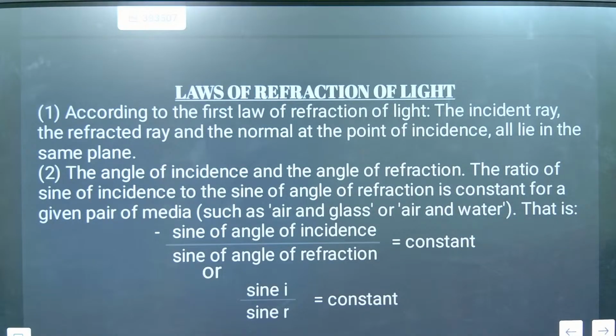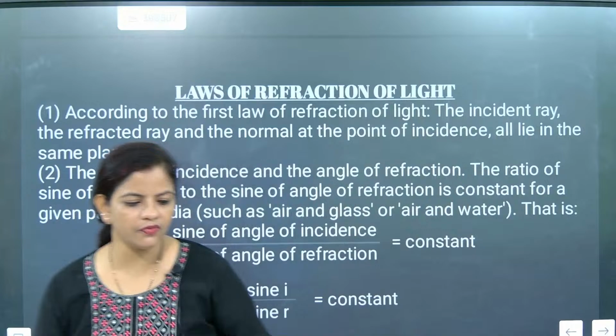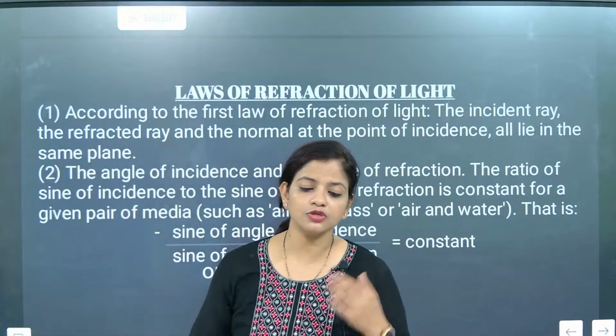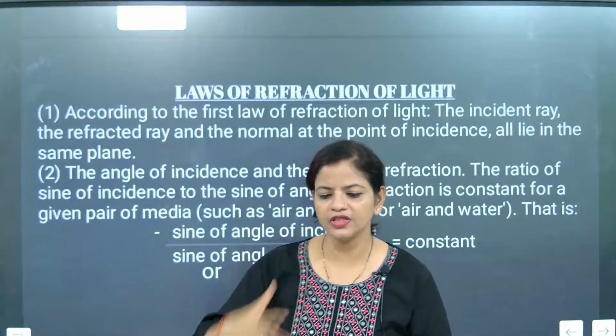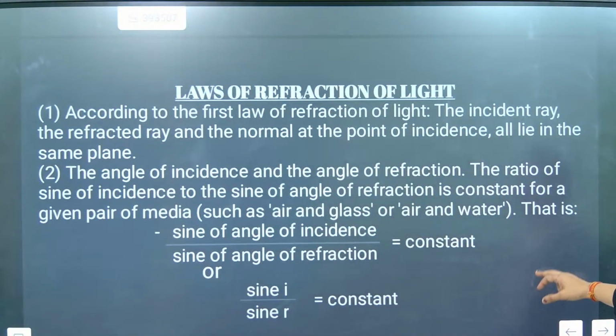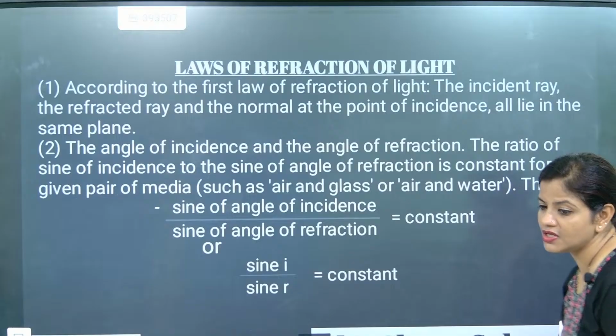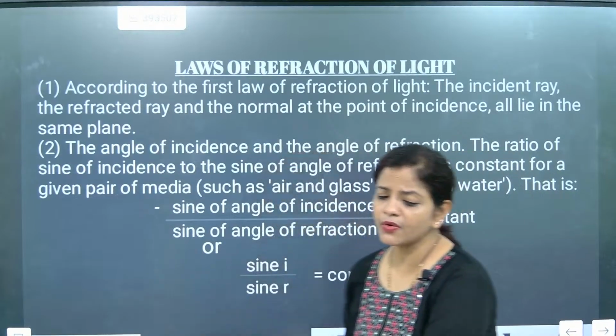According to the first law of refraction of light, the incident ray, the refracted ray, and the normal at the point of incidence all lie in the same plane. That's a concept we all know. So it is the law of refraction, because incident and refracted rays will be lying on the same plane. But the angle of incidence and angle of refraction have a ratio, and this is the second part. We are going to discuss it now.